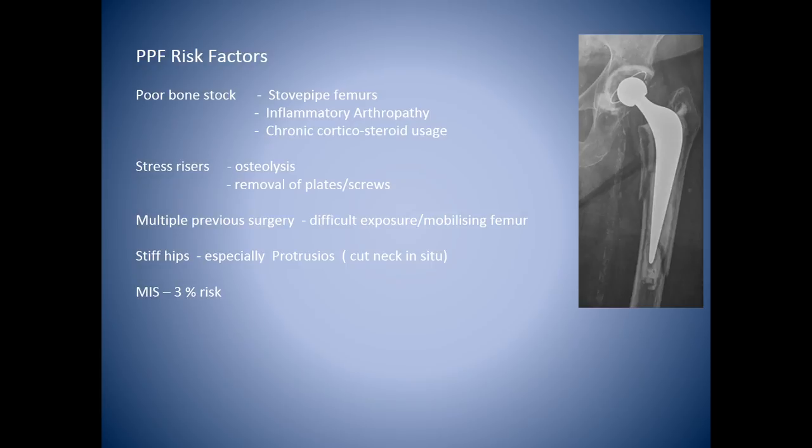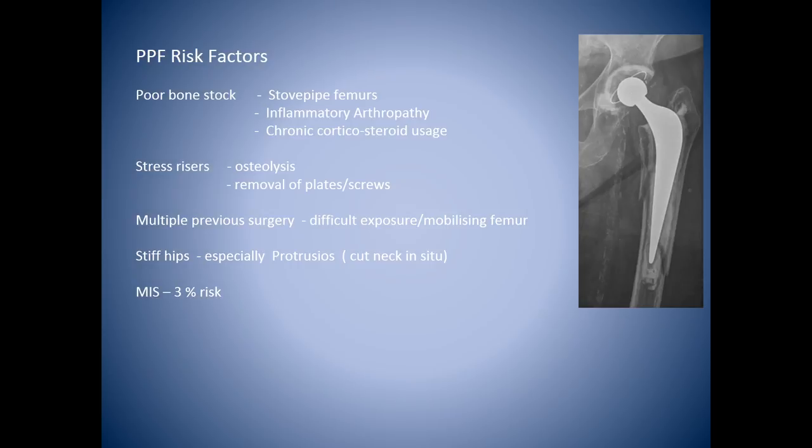The multiple previous surgeries in the revisions, obviously the more difficult the exposure, and you're going to be pushing and pulling those limbs. You're going to predispose to cracking the femur when you may not recognize it until you start mobilizing them, and then they progress to full fracture. For the primary protrusions, it's very wise to cut the neck in situ before you try and start the operation. Otherwise, it's very easy to crack the femur, and you don't recognize it till after you've done the operation, and then it progresses to a full split.